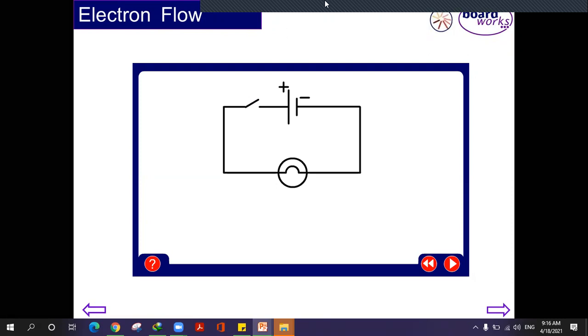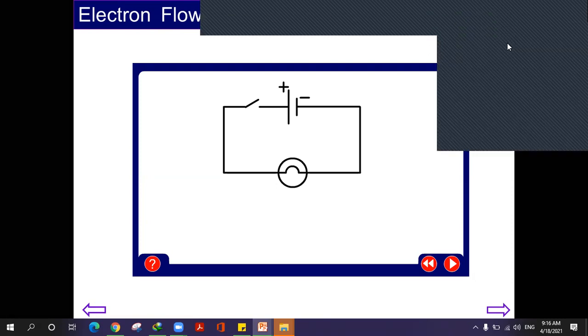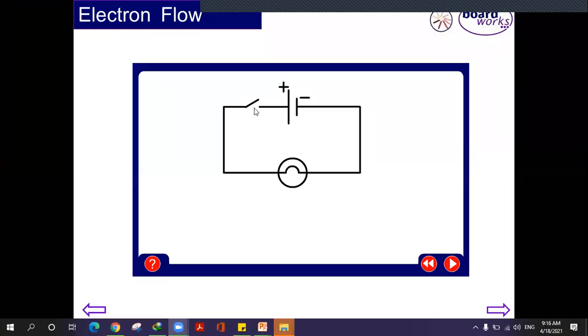Can you guys see it? Yes. Okay, so as you guys can see, we have a new sample that we added. Can you see this one? I'm doing circles over it. Can you see this one on the left of the battery? Yes. This is a switch.